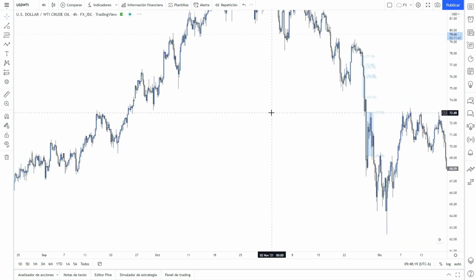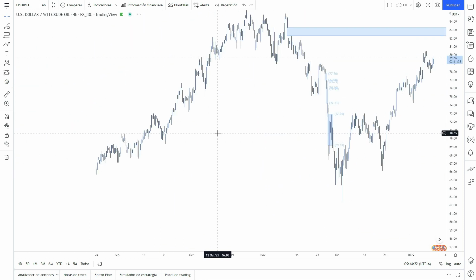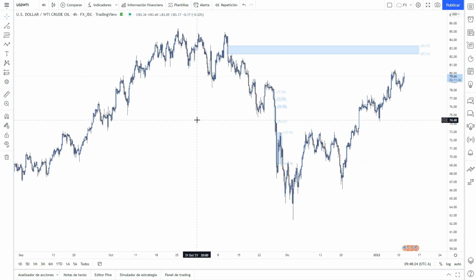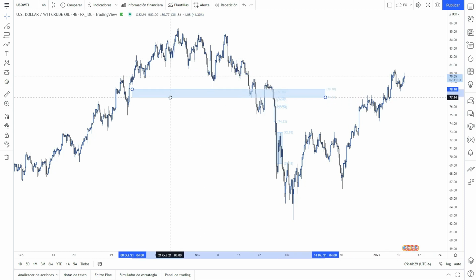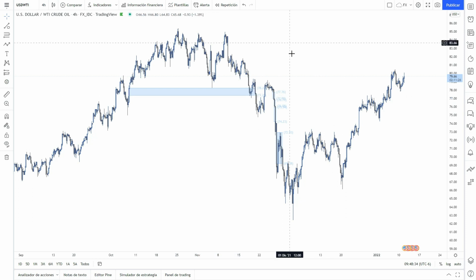Let's see if we have another example right here in this chart. Here it is. It's the same stuff. Okay, we have an inefficiency right here. And price, as you can see, changed its structure. It broke this level, this low. All right, it created new lows. And what is it doing? It's trying to fill this inefficiency.